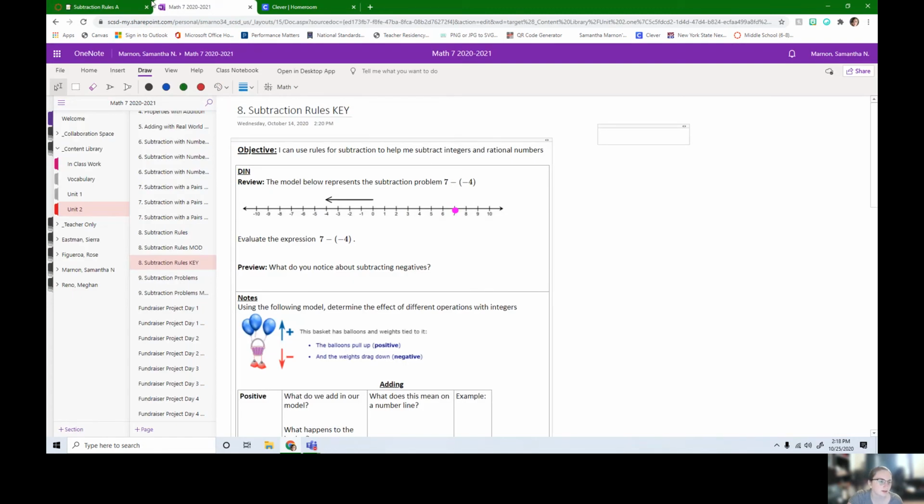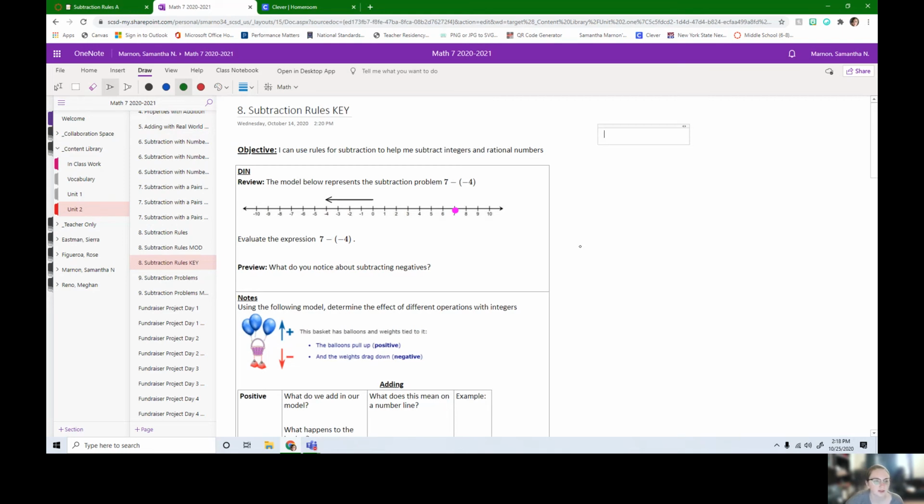So here I already am. Here we have our class notebook, and our DIN question. It says the model below represents the subtraction problem 7 minus -4. This is like what you did 2 lessons ago. It says evaluate the expression 7 minus -4, and the preview is: what do you notice about subtracting negatives? So you're going to pause the video and answer these questions now.